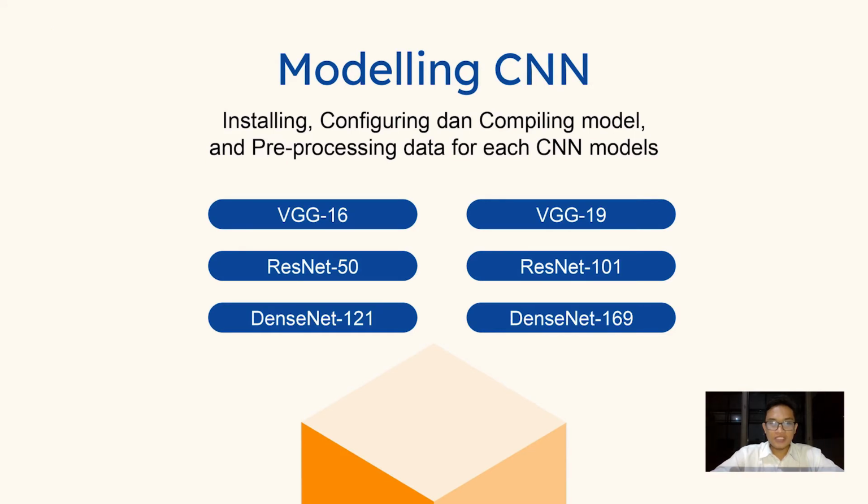Modeling CNN includes installing, configuring, and compiling the models, and pre-processing data for each model. There are 3 types of CNN model that are compared in this study, with 2 variations of depth in each model, namely VGG16, VGG19, ResNet 50, ResNet 101, DenseNet 121, and DenseNet 169.